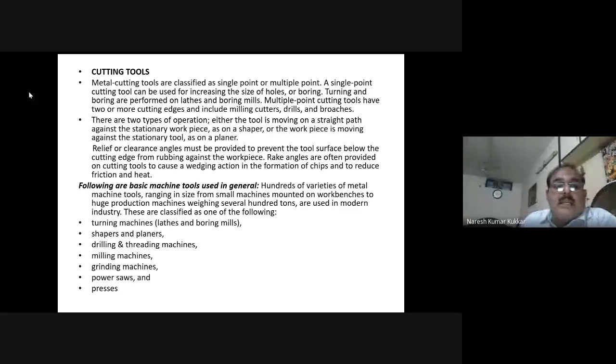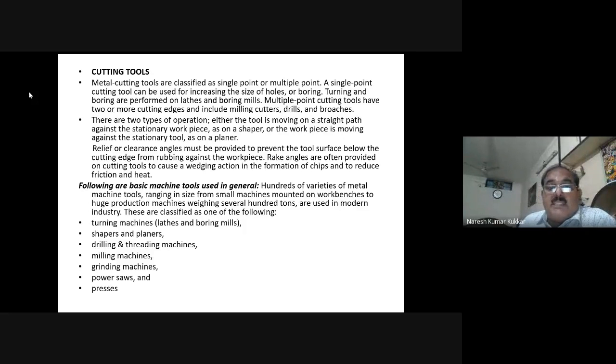A single point cutting tool can be used for increasing the size of holes. Turning and boring are performed on lathes and boring mills. Multiple point cutting tools have two or more cutting edges and include milling cutters, drills, and broaches.